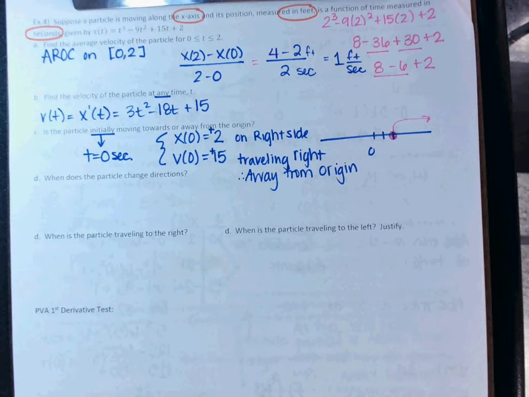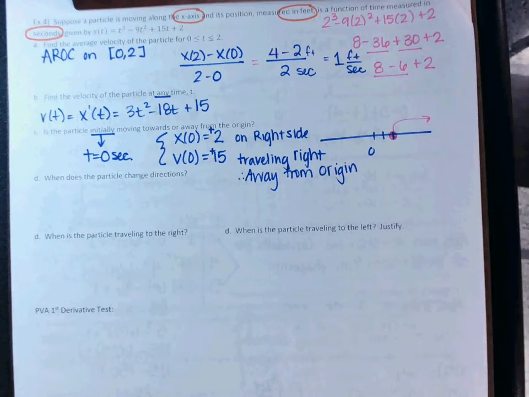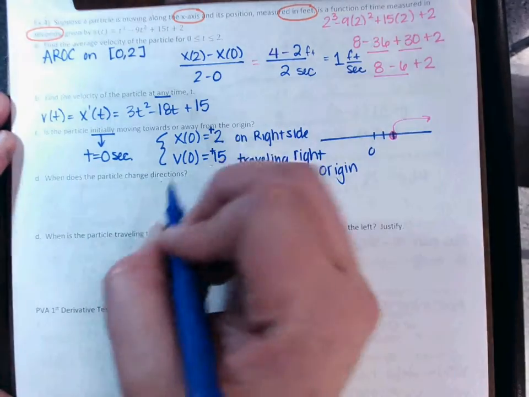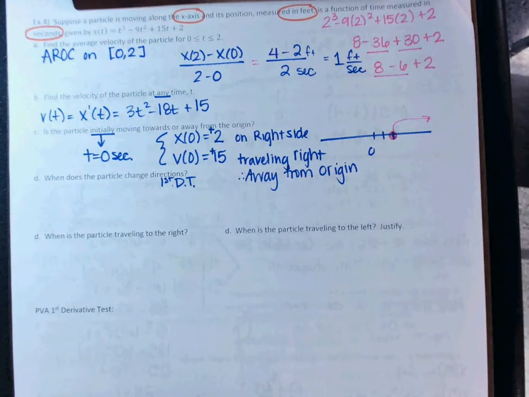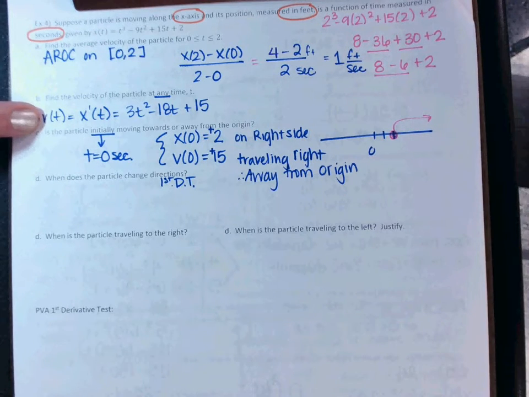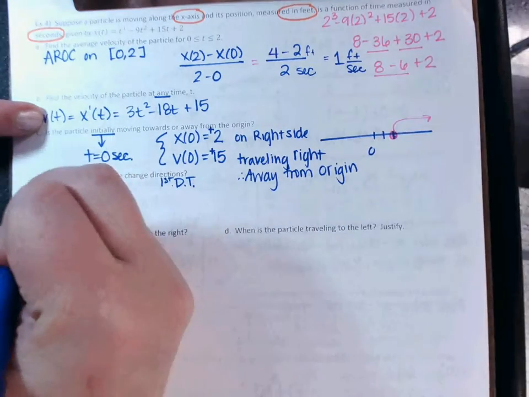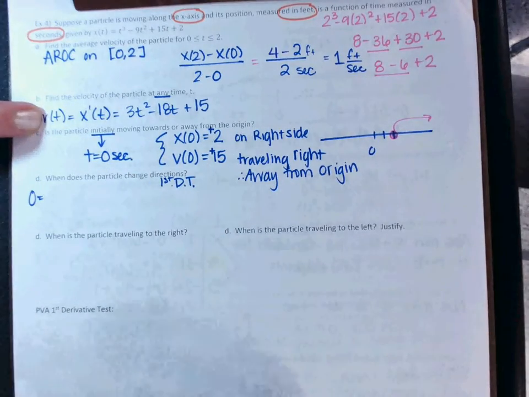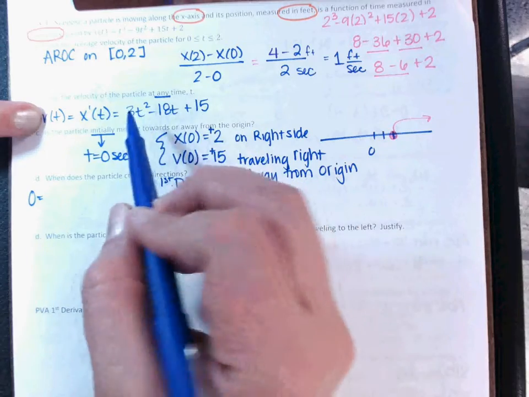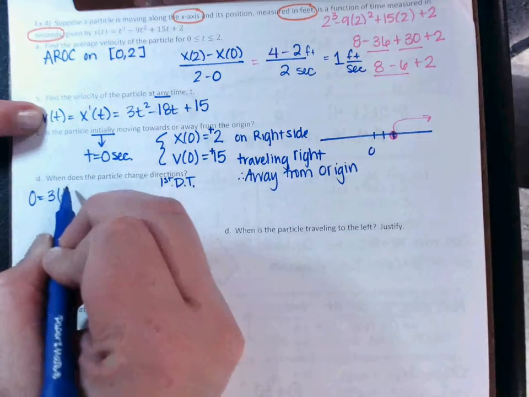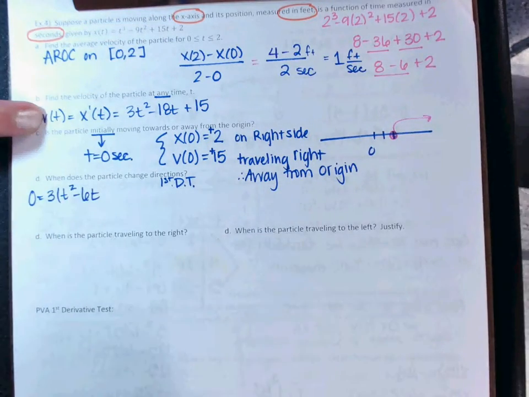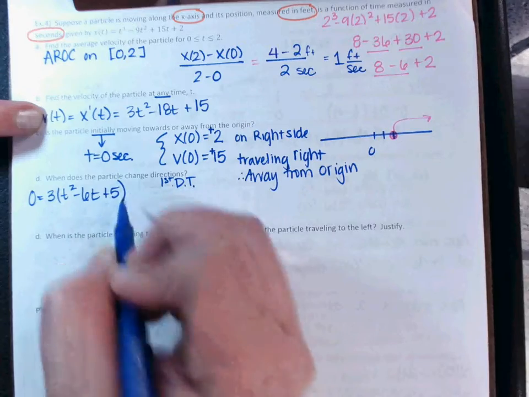Alright, now, if the particle is going to change direction, remember that it's velocity that tells us direction, so we need to do a first derivative test. First derivative test. So, set your derivative, which is here, equal to 0. You have to set equals 0 on your paper, or you're not going to get points for that step. So, 0 equals, and then what can I take out of this chunk? 3. So that'd be t squared. 18 divided by 3 is a 6t. 15 divided by 3 is a 5.